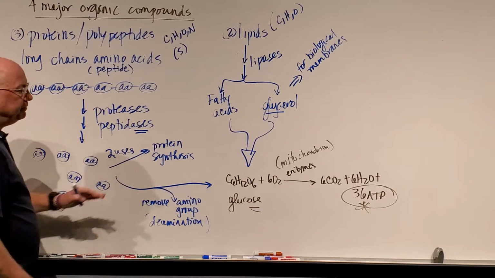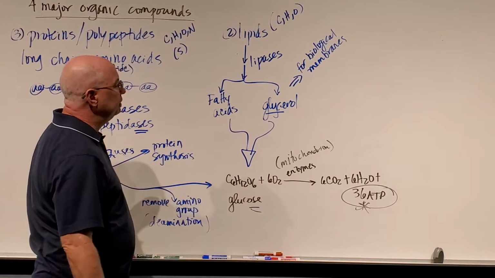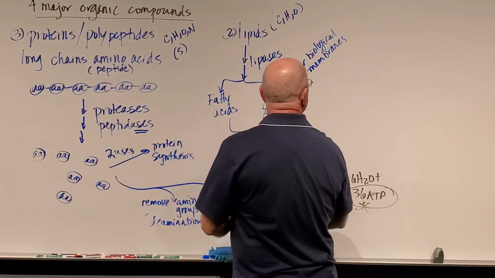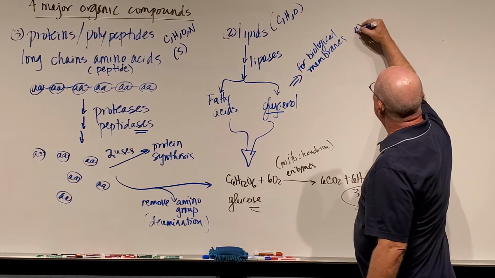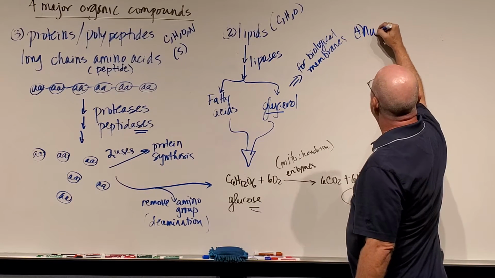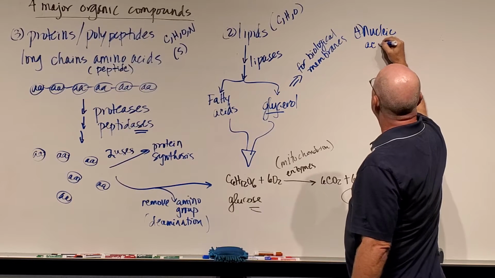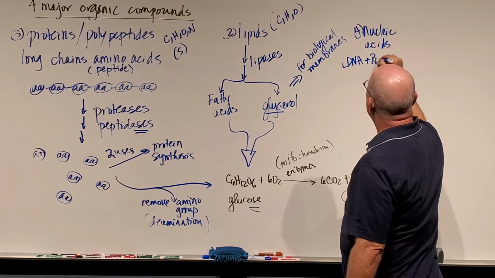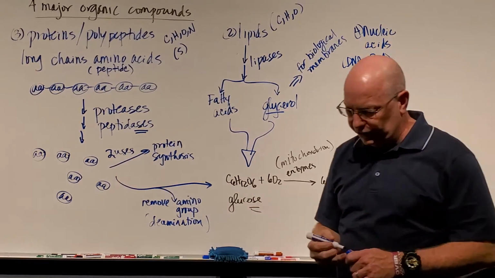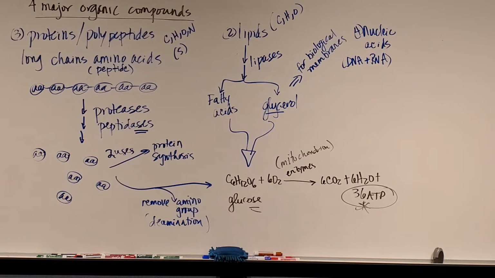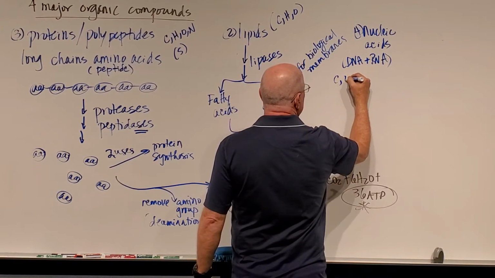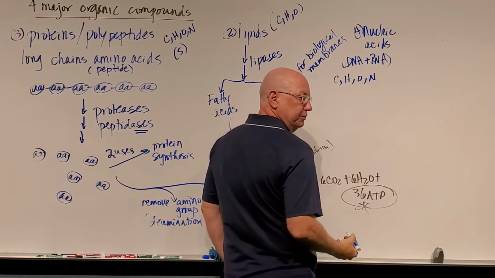So, if you can keep this in mind, since I have a small board, let me do one last thing. Well, let's see if I can squeeze it right here. The 4th major organic compound is called nucleic acids. This would be DNA and RNA, the nucleic acids of our cells. And let me make sure this is all within the view of the screen. Yes, perfect. So, nucleic acids are made out of carbon, hydrogen, oxygen, and nitrogen.